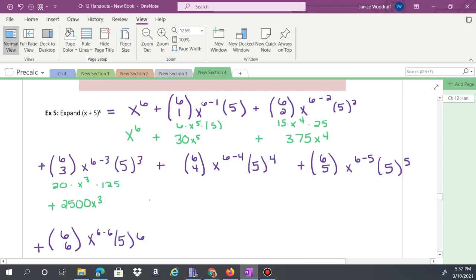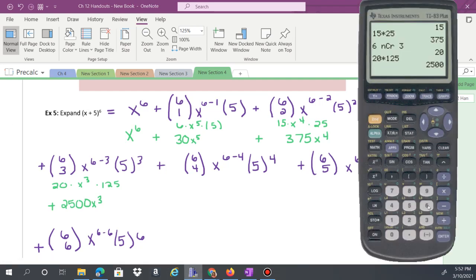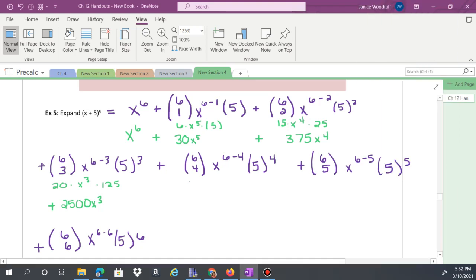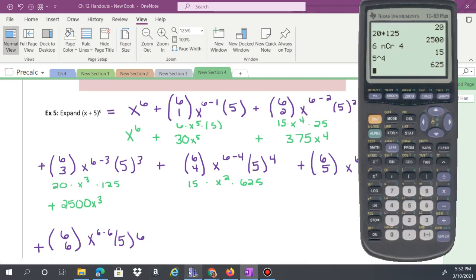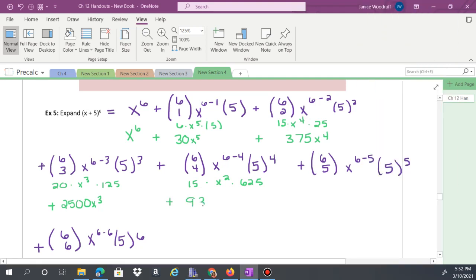Okay, and then we go 6C4. So 6 nCr 4 is 15. And then what is 5 to the 4th? 625. All right, so 15 x squared, 6 minus 4, and then 5 to the 4th, 625. So 15 times 625 gives us 9,375. So the next term is 9,375 x squared.